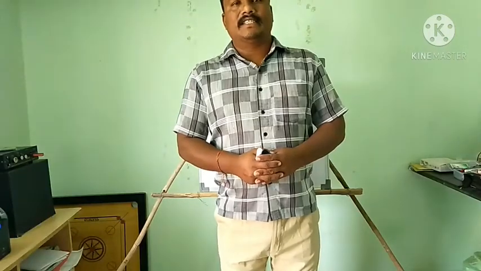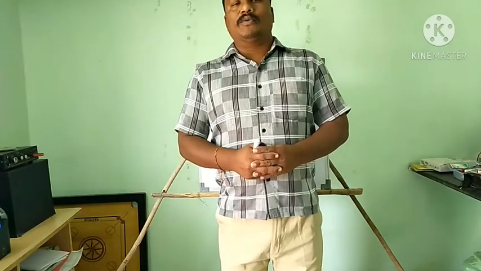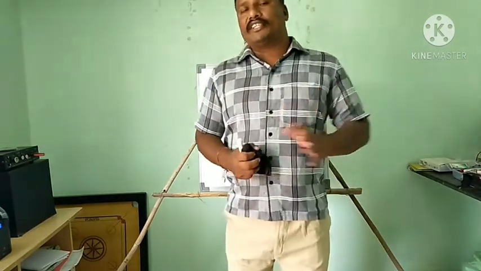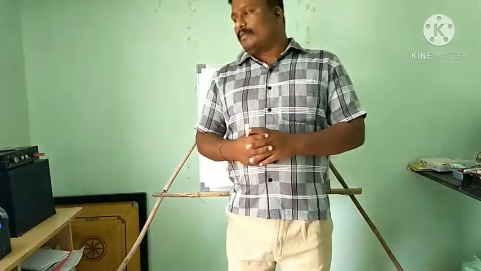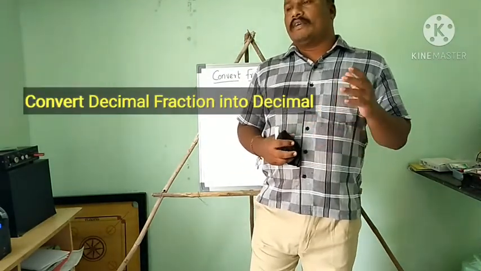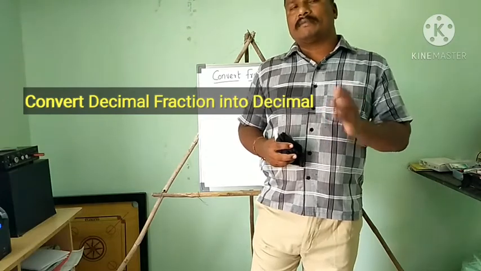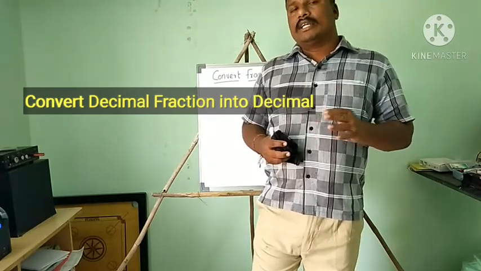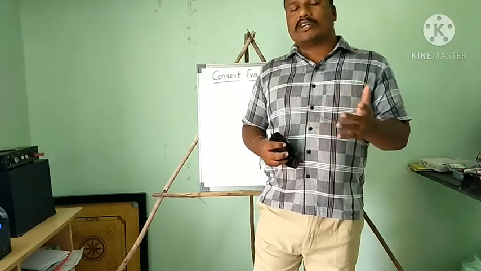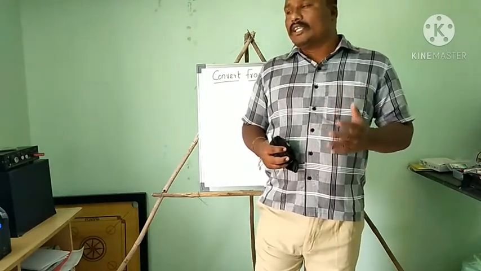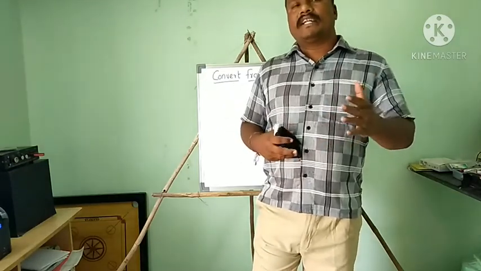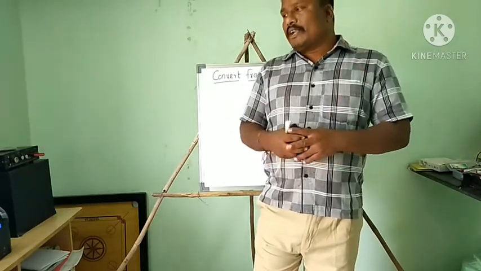Welcome students. Today in this video we are going to talk about how to convert a fraction into a decimal number. The fractions here are not ordinary fractions. When the denominator is 10, 100, or 1000, it's a decimal fraction, as you know very well from the last class, where we talked about decimal fractions. So if this kind of fraction comes, how do we convert it to a decimal number?